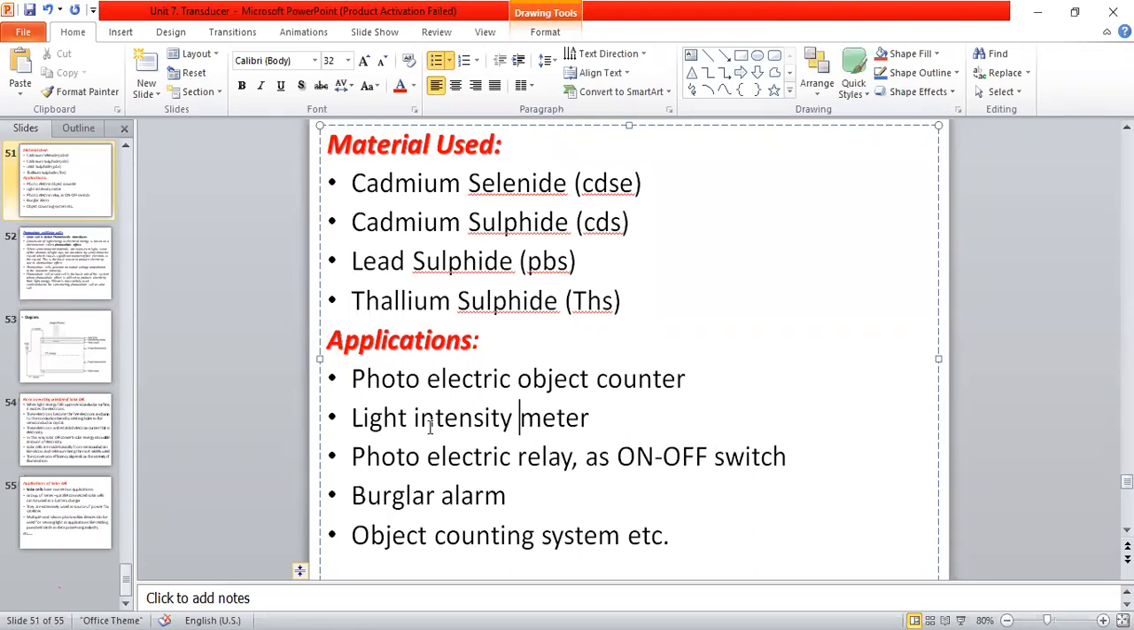Is there any doubts? Any doubts regarding the light dependent resistance? The concept is very simple: the resistance of the element is inversely proportional to the light. If the light increases, then obviously the resistance will decrease. Is it clear? Yes, sir.